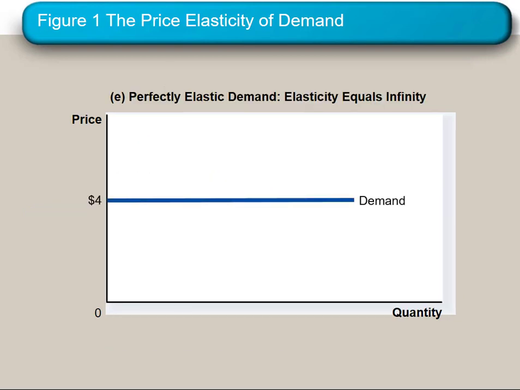Okay, and then we've worked through this from steep to not as steep to in between to flat, and now we have the flattest example, which is a horizontal demand curve. This is what we would call a perfectly elastic demand curve. And now you can see at any price above 4, demand drops to 0, and at 4 or below, an infinite quantity would be demanded.